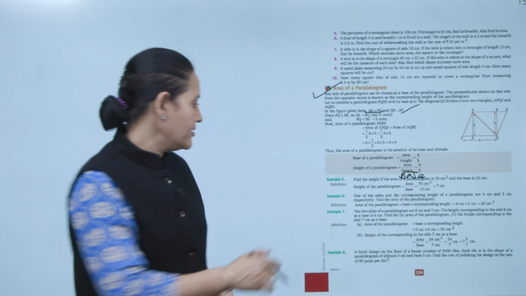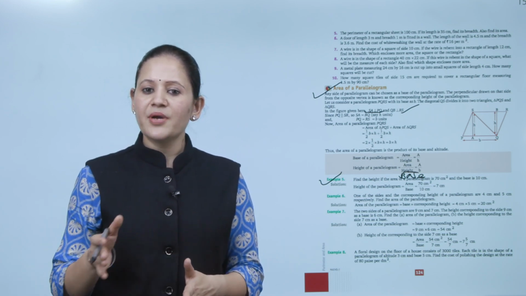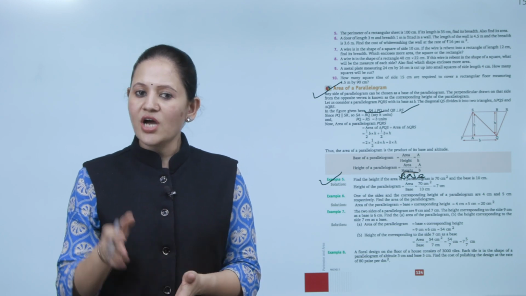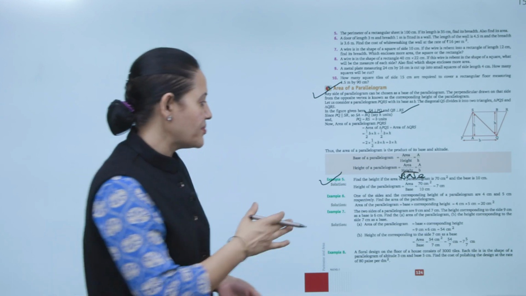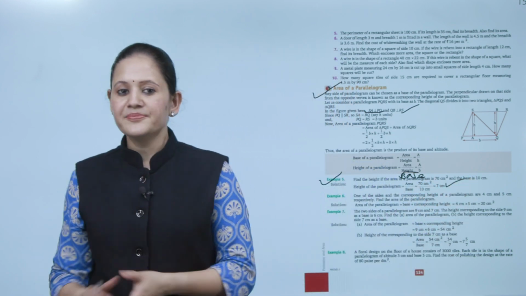Next we will take an example. Find the height if the area of a parallelogram is 70 centimeter square and the base is 10 centimeter. So height of parallelogram is area upon base, 70 upon 10, that is 7 centimeter. Clear?